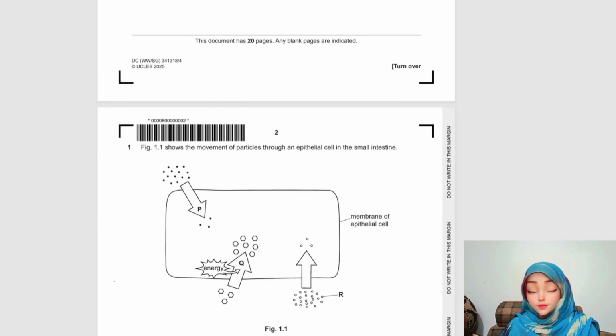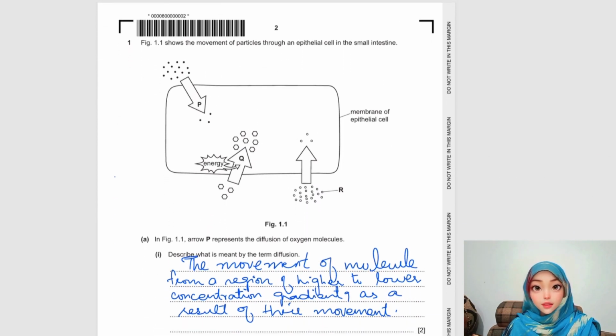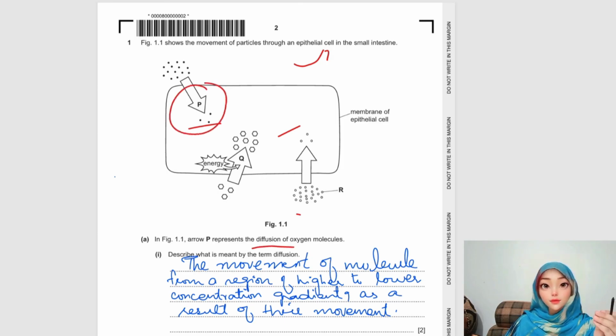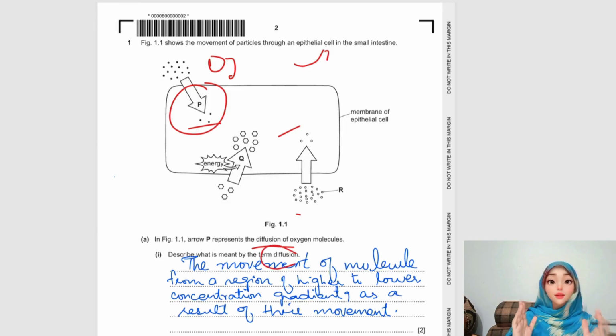Figure 1.1 shows the movement of particles through an epithelial cell in the small intestine. Here you may observe in the diagram the particles are moving. In figure 1.1, arrow P represents the diffusion of oxygen molecules. Describe what is meant by the term diffusion.